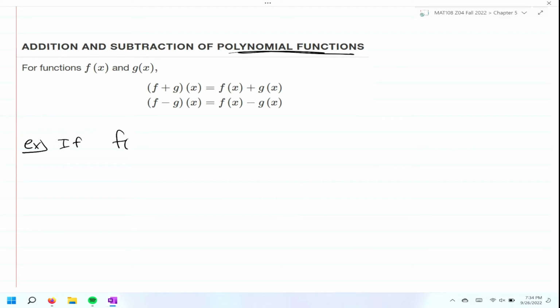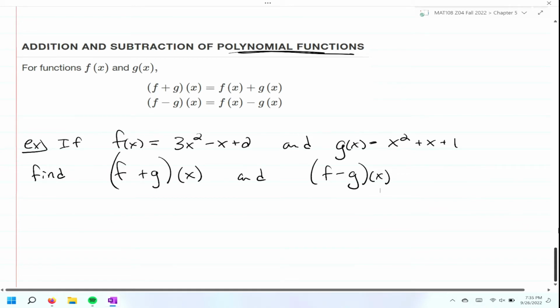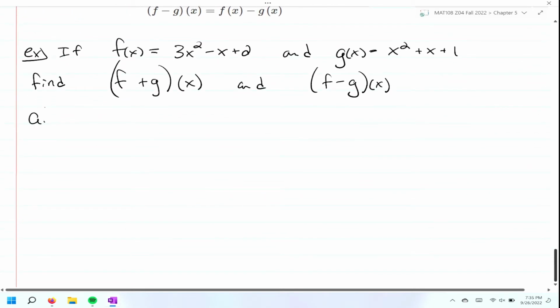If f of x equals 3x to the second minus x plus 2, and g of x equals x squared plus x plus 1, let's find f plus g of x and f minus g of x. So notice there's two problems here, okay? And I'm going to do this a couple ways, and I just want you to see how this works, all right? So the first thing we're going to do, part A, is f plus g of x.